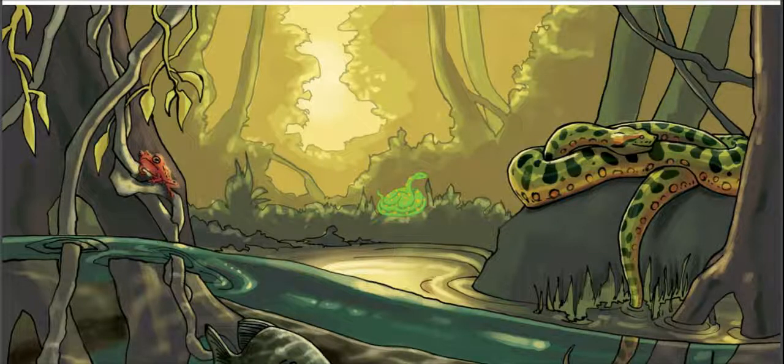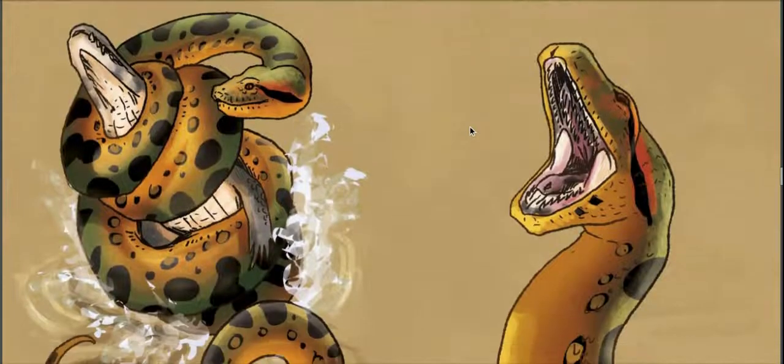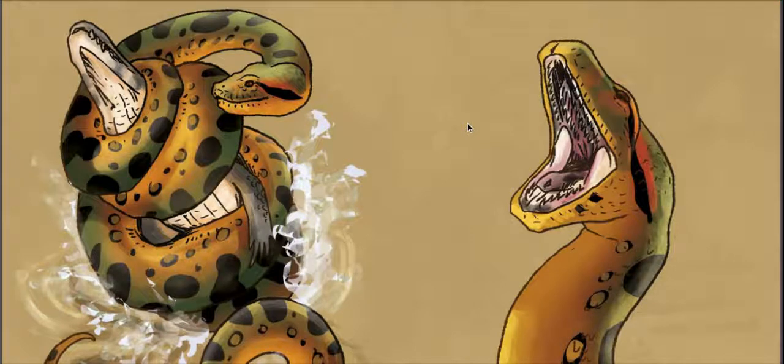Anacondas' jaws open so wide that they can swallow animals whole. Fish, caiman, even jaguars and small deer. The anaconda's powerful muscles crush the bones of its prey as it constricts, and once swallowed, then the anaconda slowly digests its meal. Uh-oh, some of you look fearful, but don't worry, you're safe. Anacondas don't live where you live in North America. You'll find them far, far away on the continent of South America. That's where I met Anna.